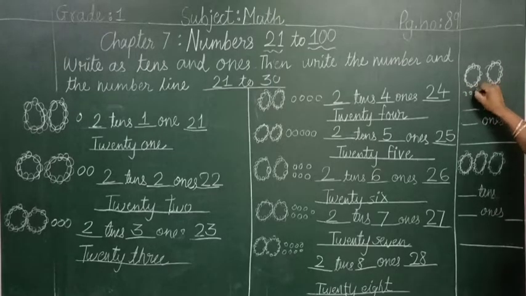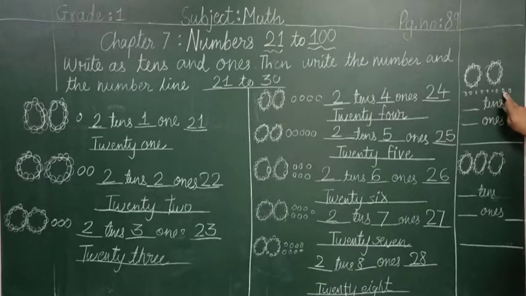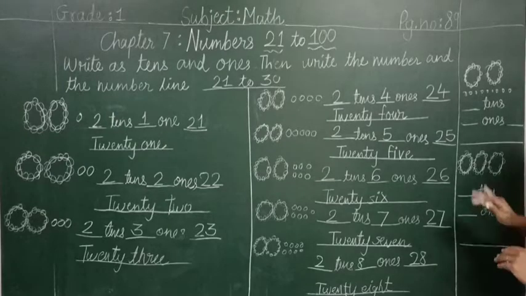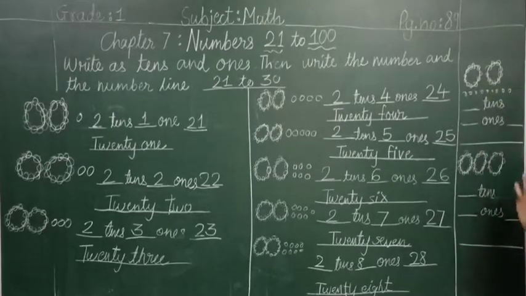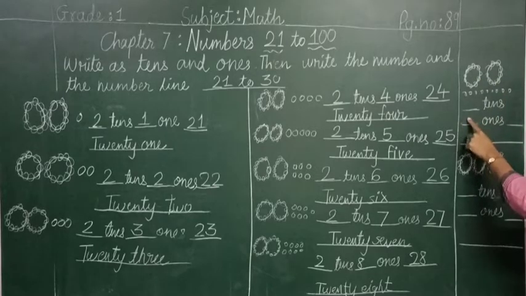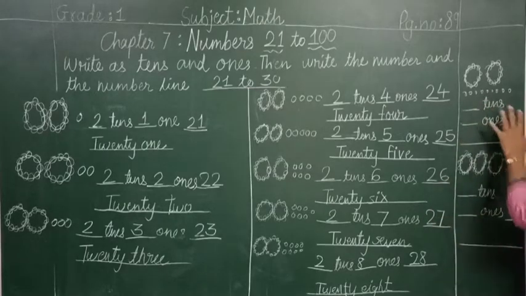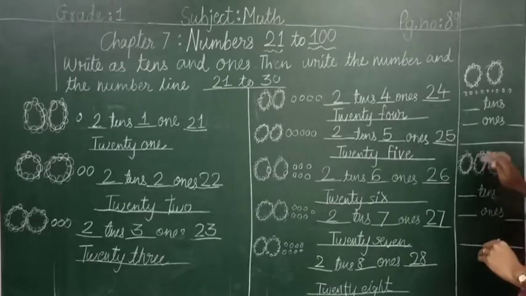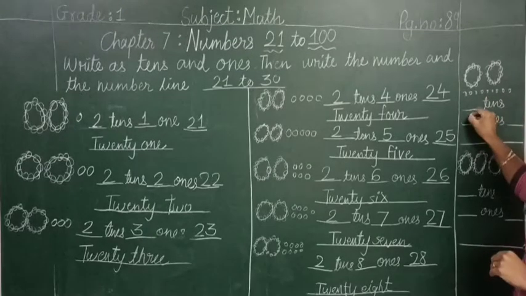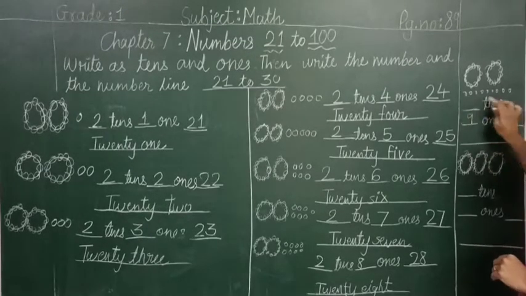Now here, 2 tens, how many ones? 1, 2, 3, 4, 5, 6, 7, 8, 9. Students, in the exam, maybe an expanded form will be there. Here, ones will be written and tens will be given, and in the tens and ones columns you have to draw like this. I have taught you; if it is given like this, you can do it by yourself. You can draw if it is not written there and blanks are given.